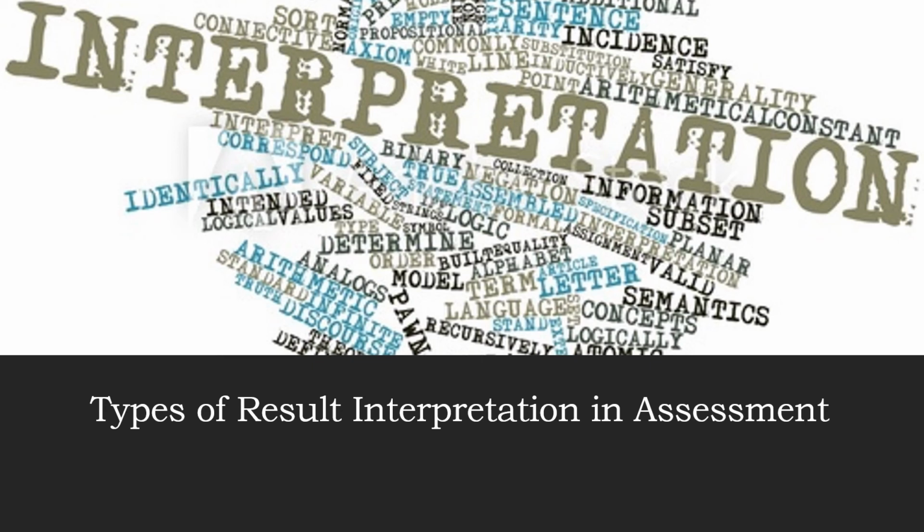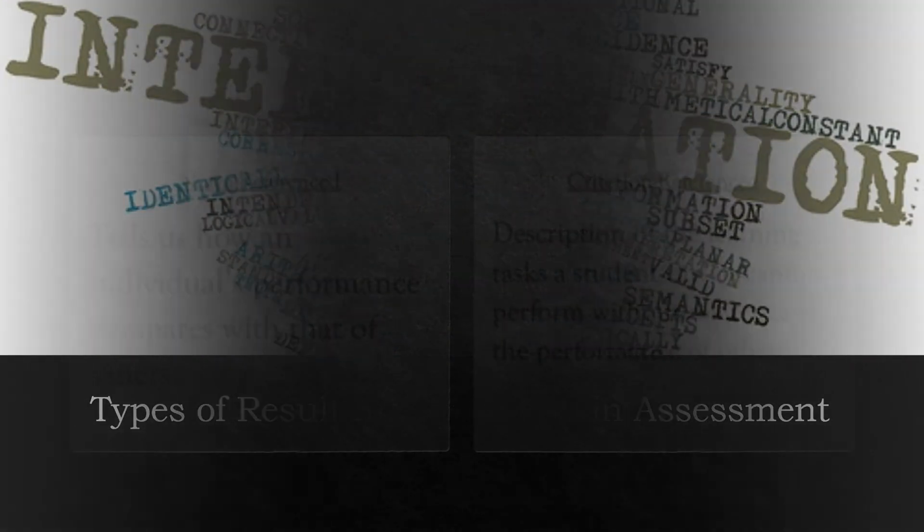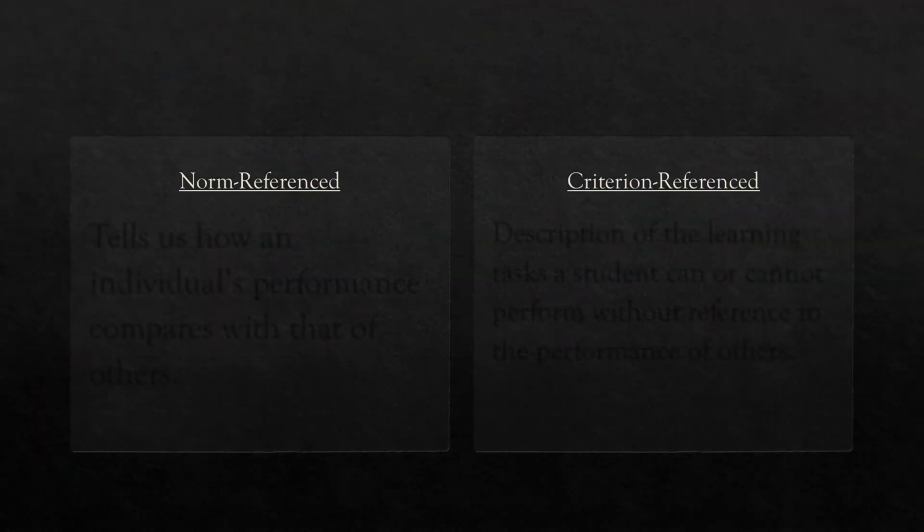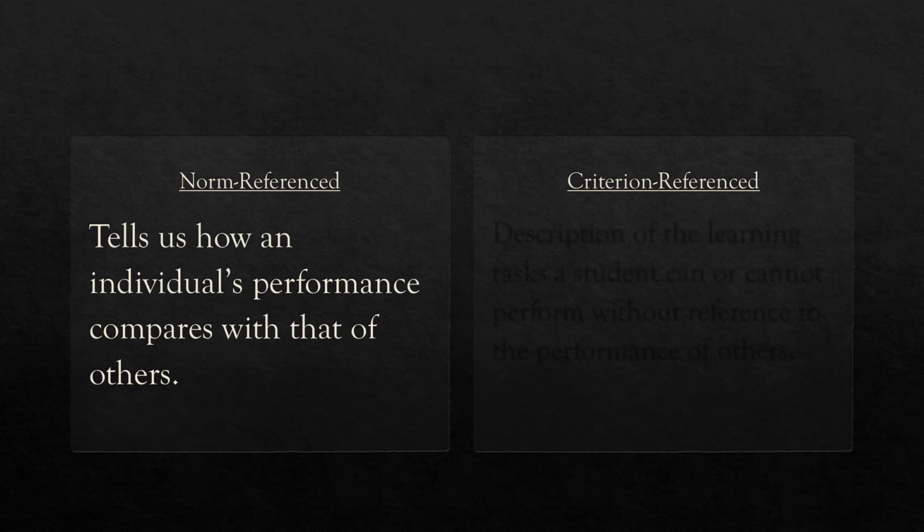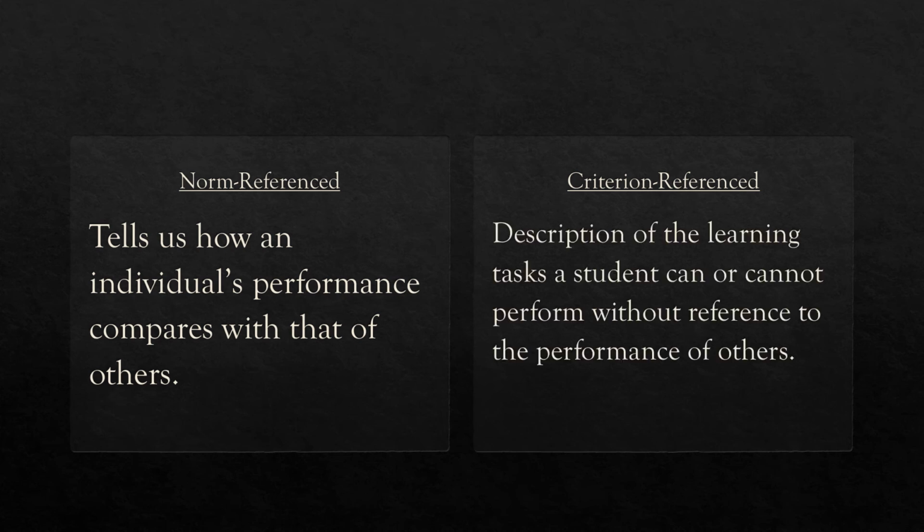Next objective is to know the types of result interpretation in assessment. There are two types of interpretation of the result of assessment. The first one is norm referenced and the other one is criterion referenced. Norm referenced interprets the student's achievement by comparing the result to others. For example, among the 40 students, Budi gets the highest rank in the class. So it means that Budi's result is being compared to the other 39 students.